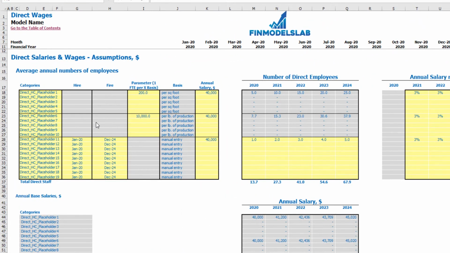On the direct wages tab, you may input your direct wages assumptions. You have up to 19 categories broken down by 3 sections. Let me show you how it works. First, 5 direct headcounts you can adjust as a parameter, meaning 1 FTE per basis, and the basis in this case is per square foot. This can be 1 FTE per 200 square foot, or it can be 1 FTE per 150 square foot for type number 2, and depending on the acreage you will have the calculation of direct employees here.